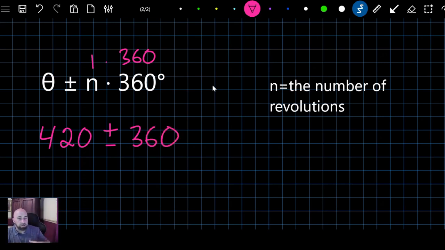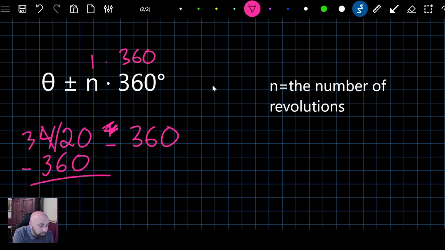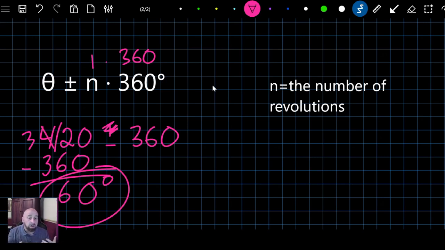Now, here's the question. Do I add or subtract to this? Well, you are going to subtract this one. Why? Because you are trying to get it to the 60-degree angle. You're trying to get it within the 360. So what you're going to do is 420 minus 360, and you're going to borrow, and you're going to get 60 degrees. There it is. We just proved our coterminal angle to 420 is 60.